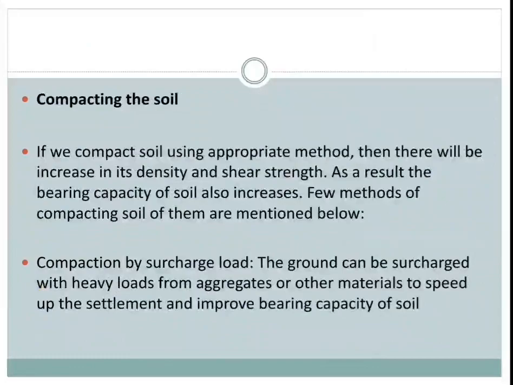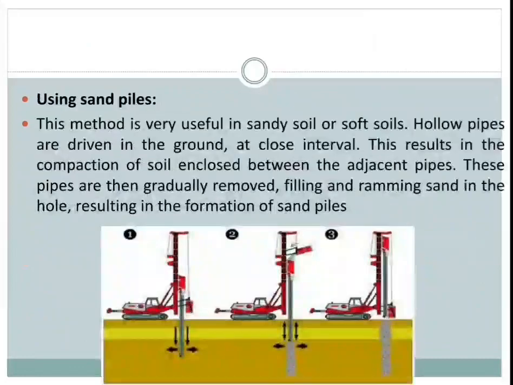Next is compacting of soil. The compaction of natural soil deposit or man-made fill results in the improvement of bearing capacity and reduction in settlement. There are many ways we can compact the soil. First, compacting by surcharge load. The ground can be surcharged with heavy load from aggregate and other material to speed up the settlement and improve bearing capacity of soil. Next, using sand pile. This method is very useful only for sandy or soft soil.